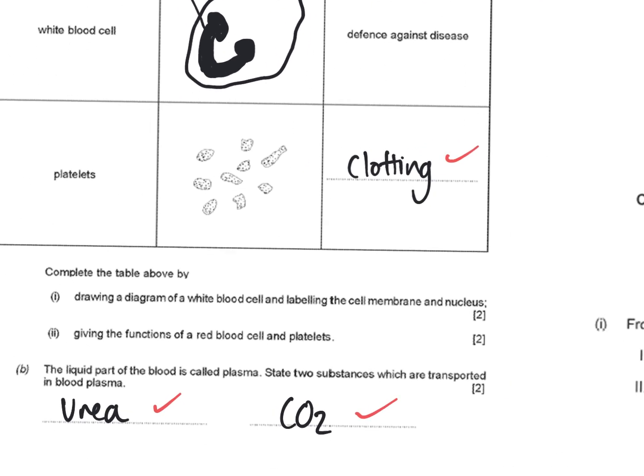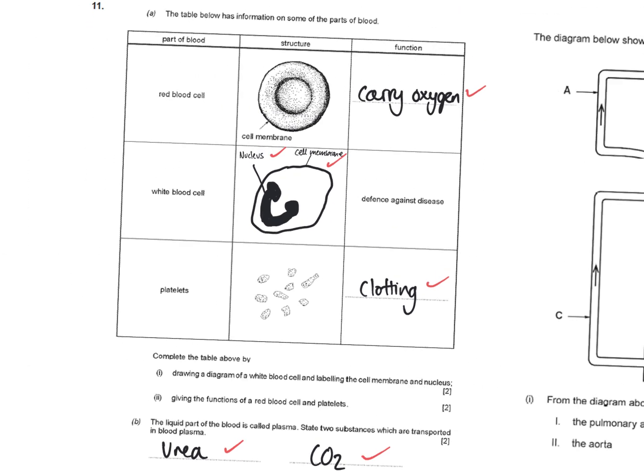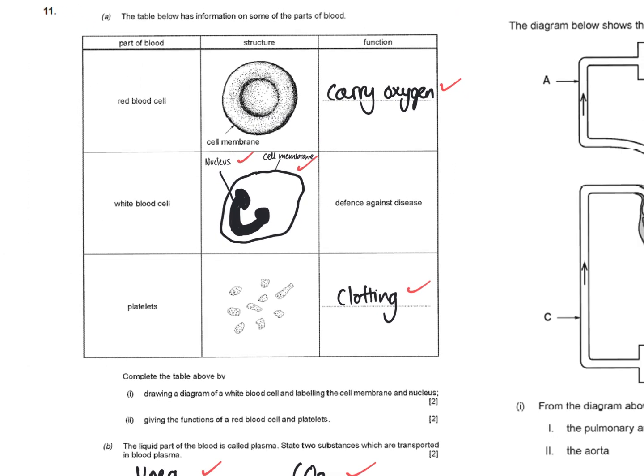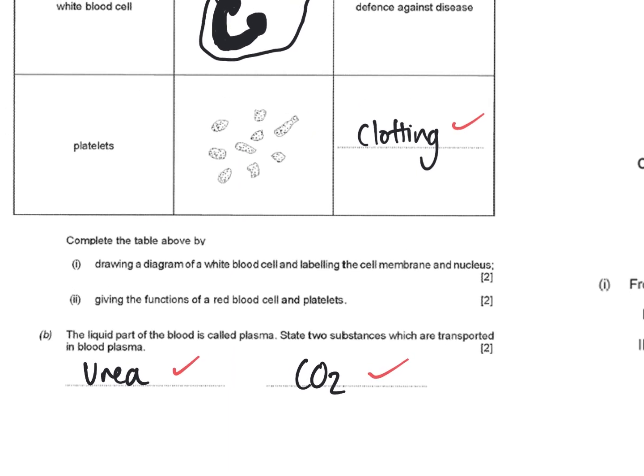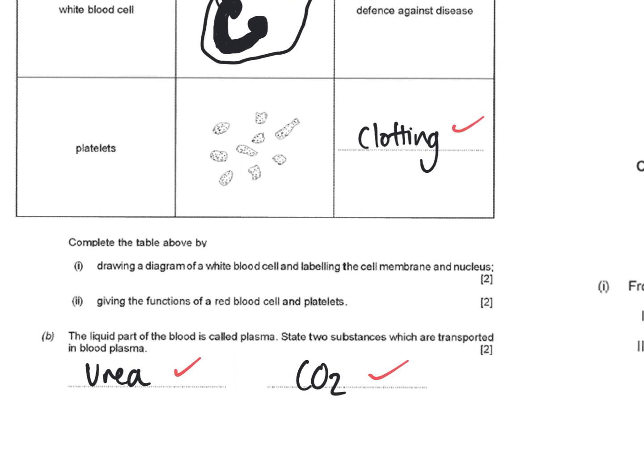In the second part, giving the function, so completing the rest of the table, of a red blood cell and platelets. Red blood cells function, nice and easy, to carry oxygen, and platelets is clotting, or blood clotting. In part B, at the bottom, the liquid part of the blood is called plasma. State 2 substances which are transported in blood plasma. 2 marks here, so 1 on each line. Urea and carbon dioxide would get you those.